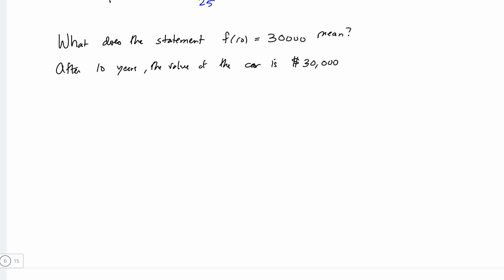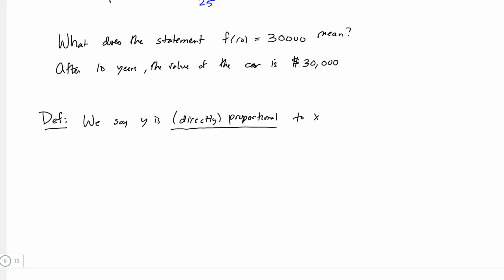So a couple more definitions too that will come up that we'll need to remember. The first one is we say y is, sometimes we'll just say proportional, sometimes we'll say directly proportional, so I'll put the directly in parentheses here, to x if there's a non-zero constant k so that y is equal to k times x.